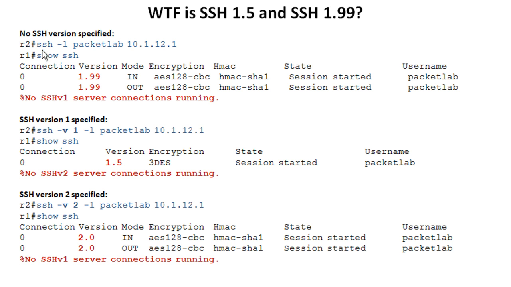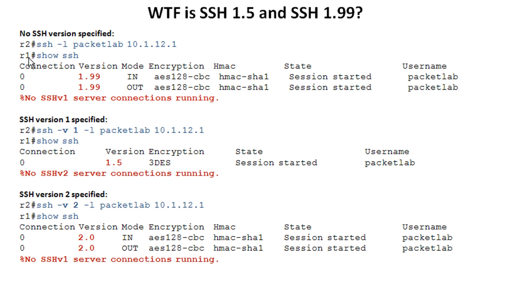Going to connect from R2 to R1. I'm so used to saying I'm going to Telnet from R2 to R1. I'll probably make that mistake if I haven't already made it in this lesson. Actually, I'm going to SSH from R2 to R1. I'm not going to specify an SSH version. That's another argument that you can add to this, and we'll see this in just a second. So this is just my default SSH. I'm specifying packetlab as my username, and that's simply because I'm not logged in there.